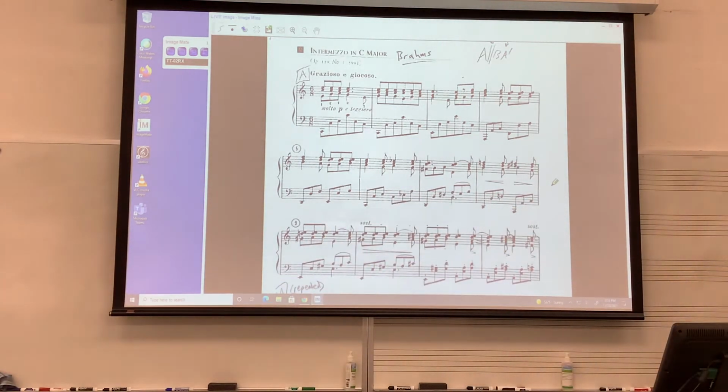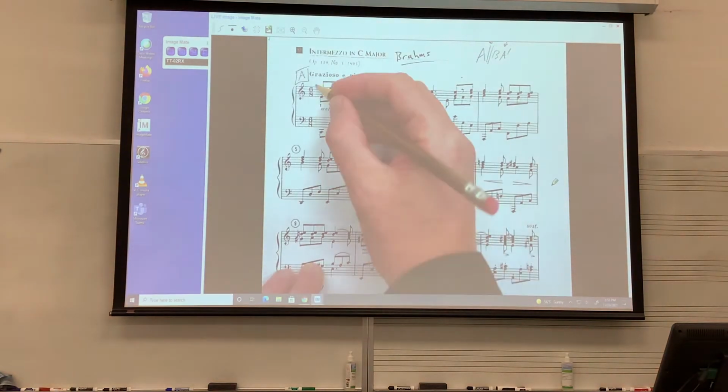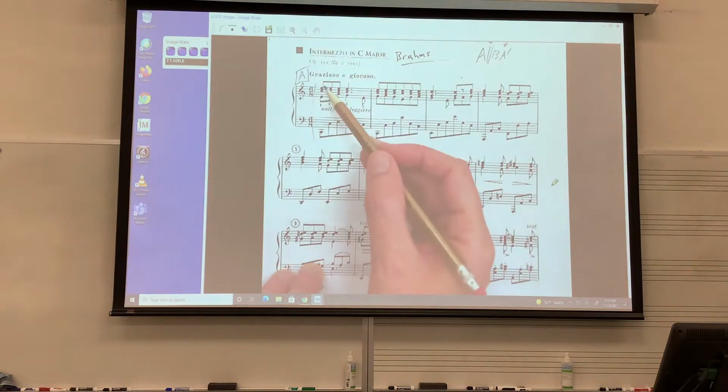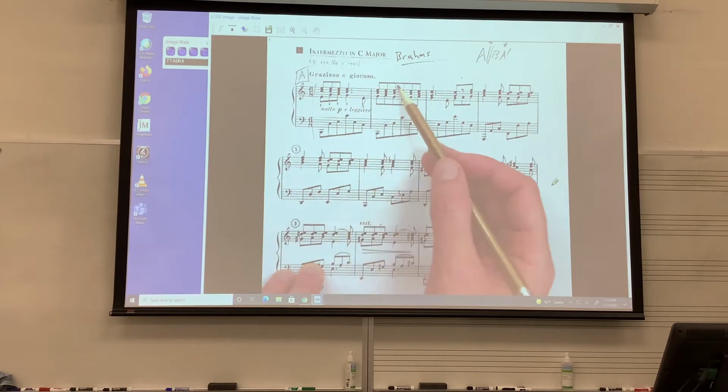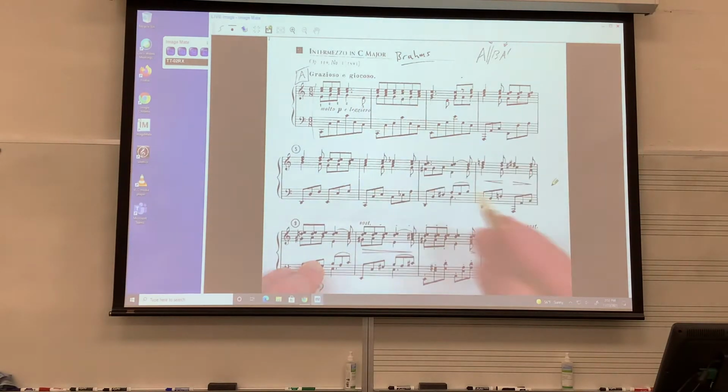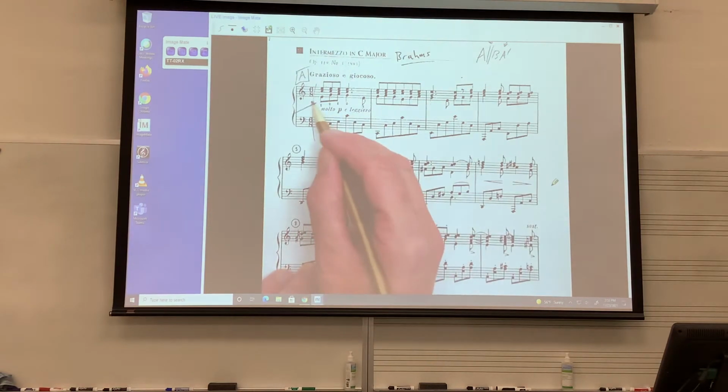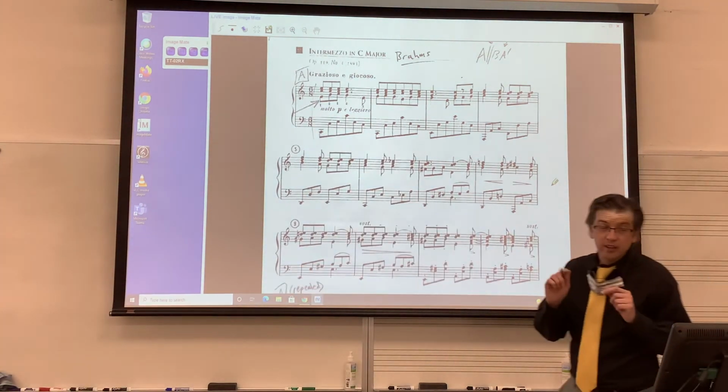Now, you listen to it, and I'm hoping that you figured out the melody is not in the soprano, or second soprano for that matter. That is not the melody. He snuck the melody into the middle of the texture in the alto part.